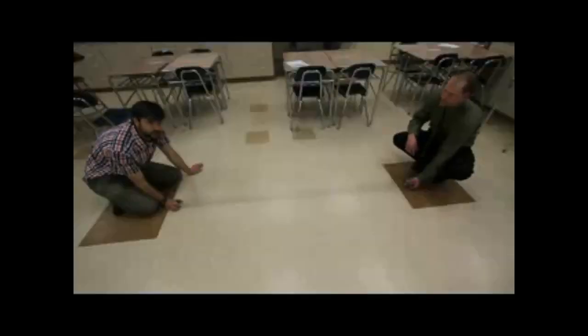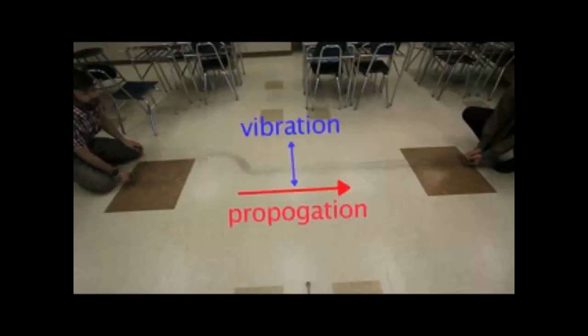If I produce a transverse wave, the propagation will be towards Mr. Peterson, but the displacement will be perpendicular to the propagation. Here we can see the transverse wave is propagating to the right, but the particle vibration is up and down, so that they are at right angles to one another.